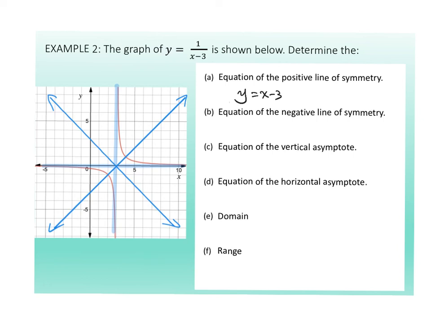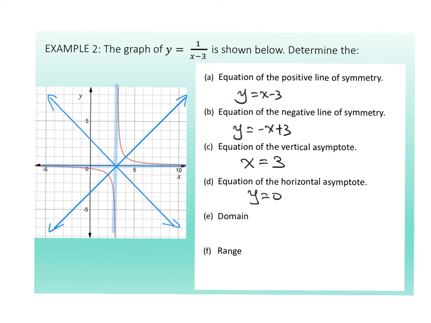And here, the equation of the negative line of symmetry. We start off with minus x. By moving across to the right, the intersection is then moved out by 3, so it's plus 3. The equation of the vertical asymptote: you have moved from the y-axis, which is x equals 0, to x equals 3. But there's no change in the equation of the horizontal asymptote, which is y equals 0.